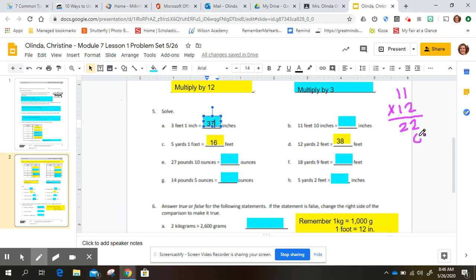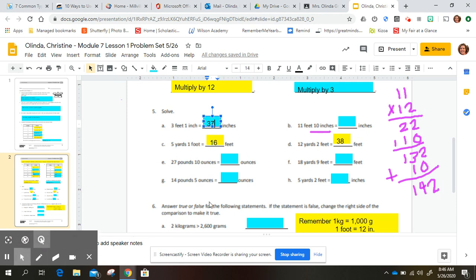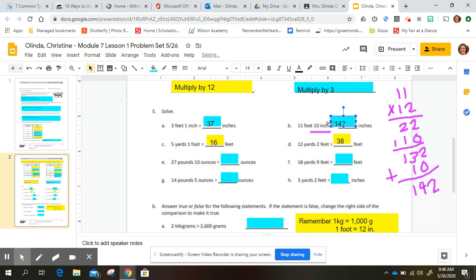And then put my place value, 1 times 1, 1 times 1, and I add, and that's 132. But I still have these 10 inches left, so I have to add those 10 inches, and I get 142. So I'll type in 142 inches. And if it's not long enough, you just pull the middle box. There you go. She did that one for us.